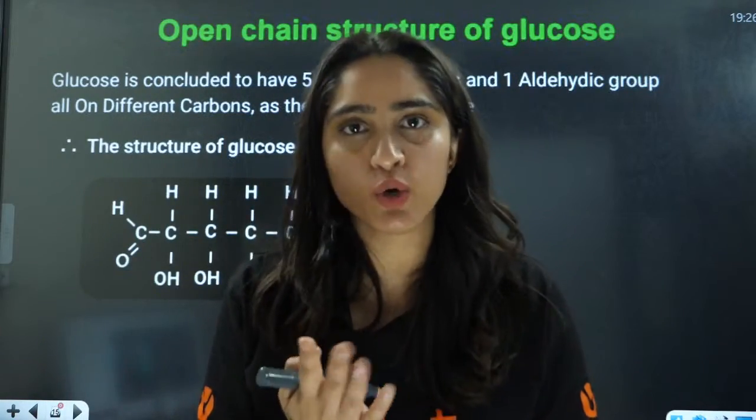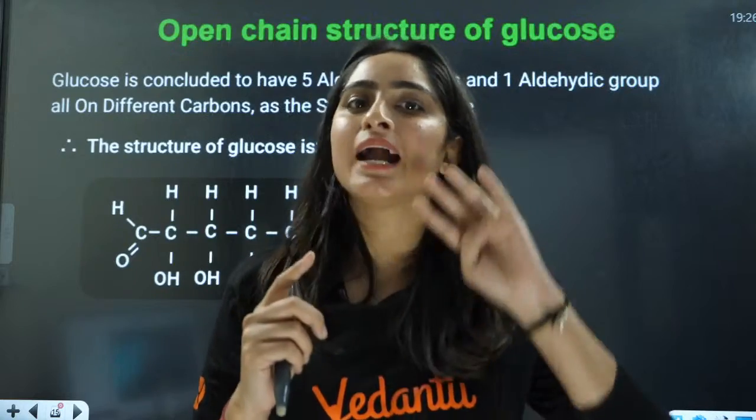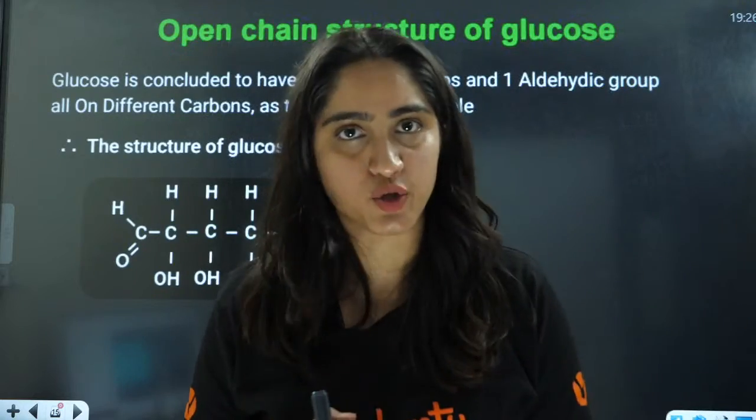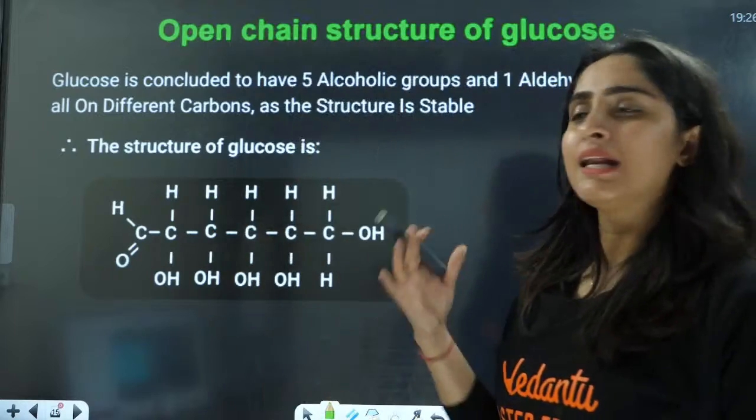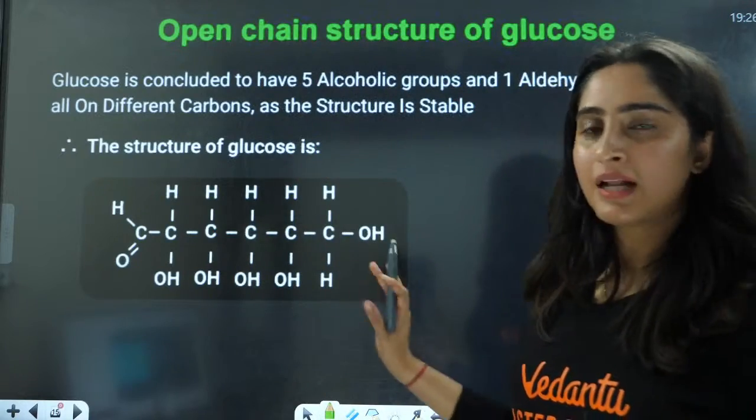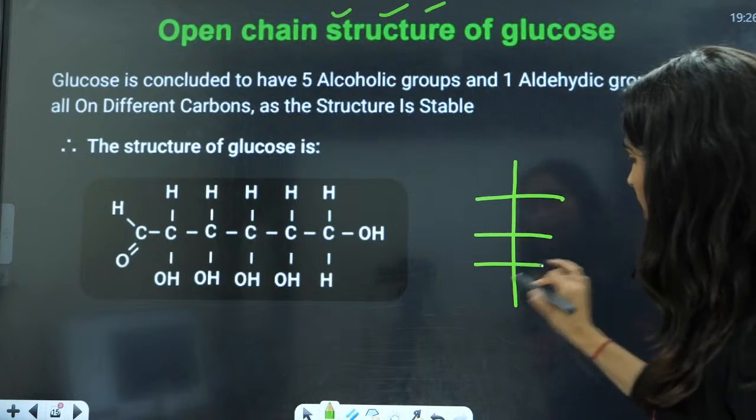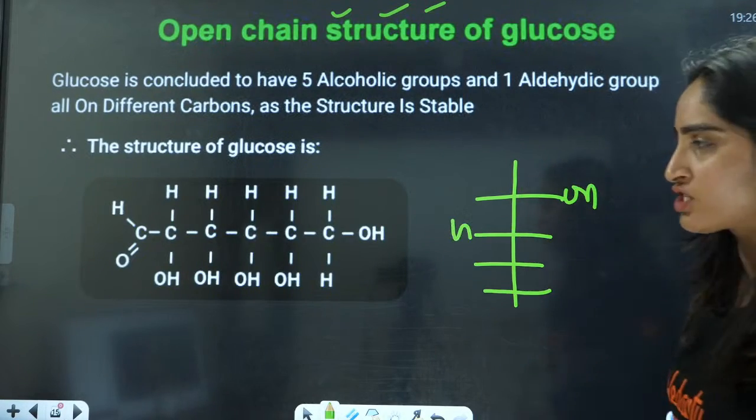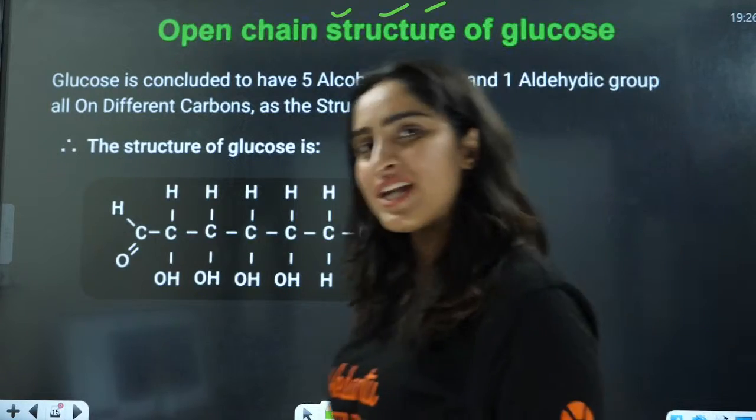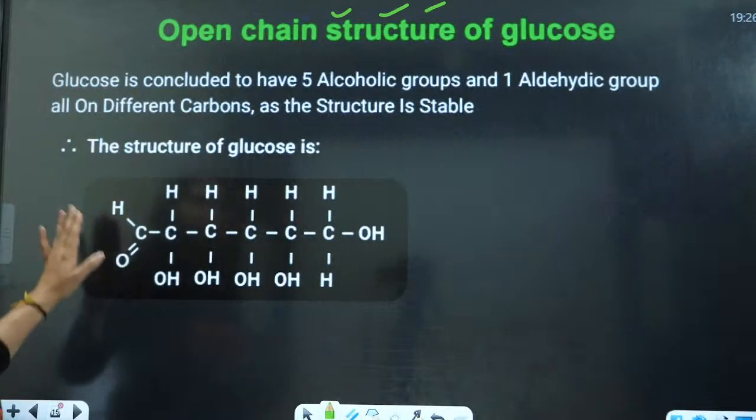There are 5 OH groups, out of which one is primary and the other 4 are secondary OH groups, right? Now let us see the open structure. How will you write it in Fischer projection, where should be OH and where should be H? Everybody, tell me in the chat box.